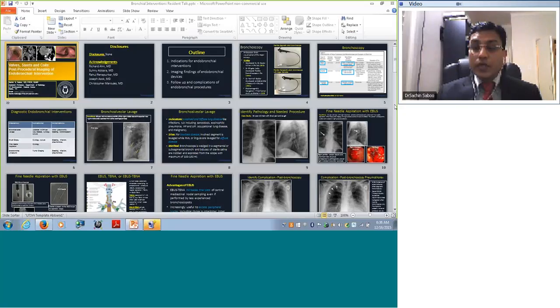Based on that, what we see following this procedure, the clinical team and the bronchoscopist will decide if the patient still needs a bronchoscopy for the question being raised.